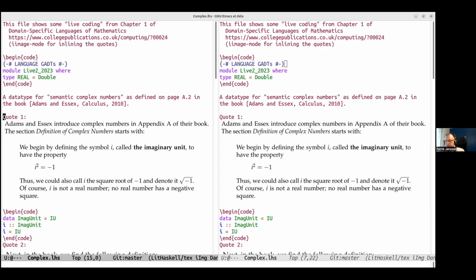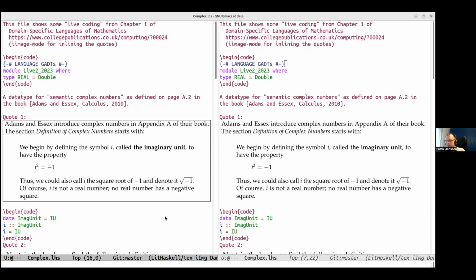But the first quote, actually the quote is from my book, which in turn quotes Adams and Essex. So the indented part, that's the quote from the math book. So it says, we begin by defining the symbol i, called the imaginary unit, to have the property i squared equals -1. Thus we could call i the square root of -1 and denote it square root of -1. And it says, of course, i is not a real number. No real number has a negative square.